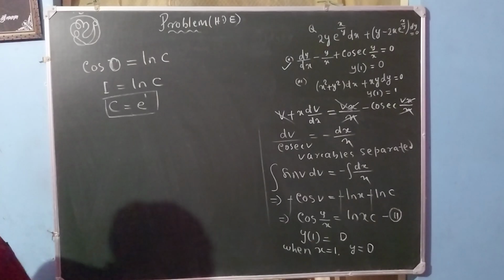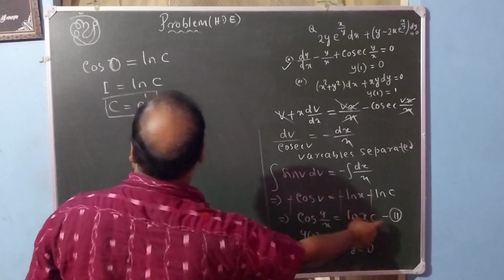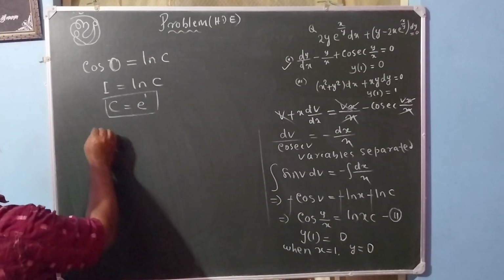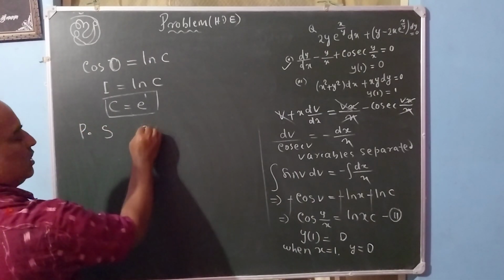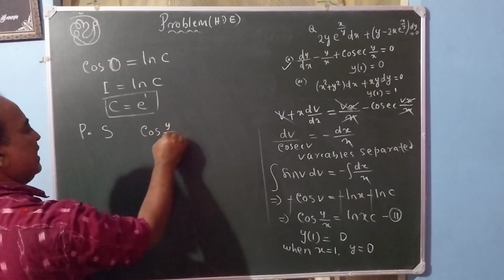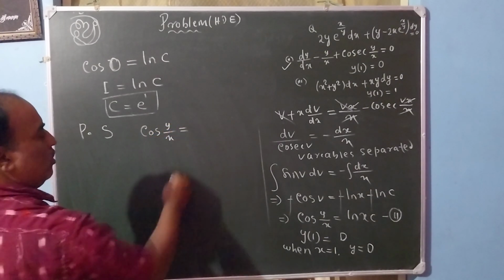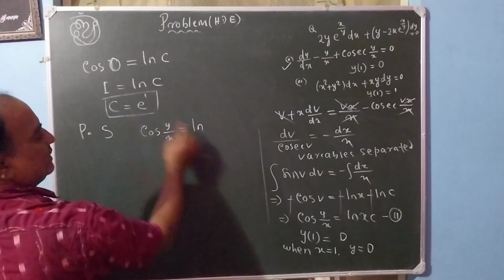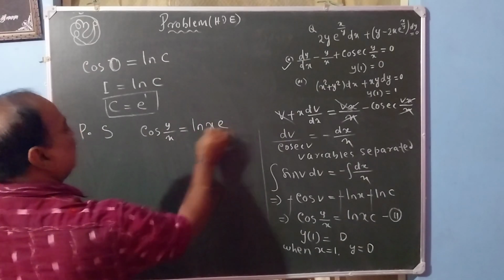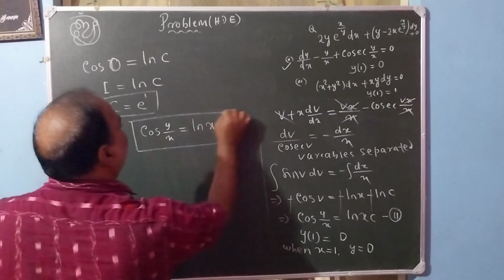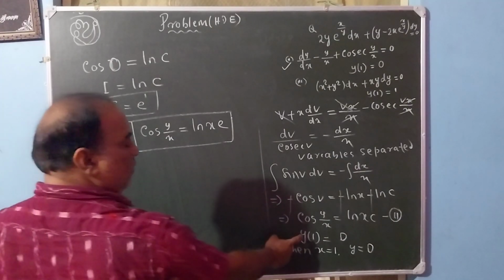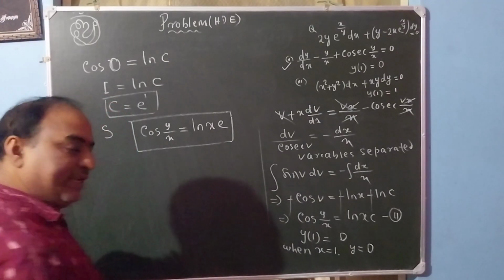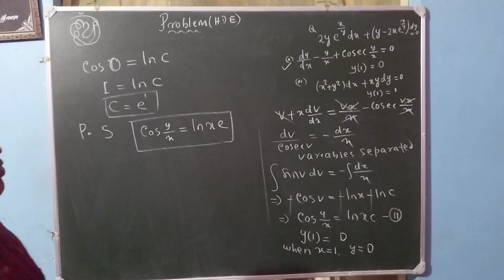So putting the value of c here, we get the particular solution. Write down particular solution: cos y by x is equal to ln x into e. This is the answer of this question. So its meaning, y of 1 is equal to 0 is given. When x is equal to 1, y is equal to 0.